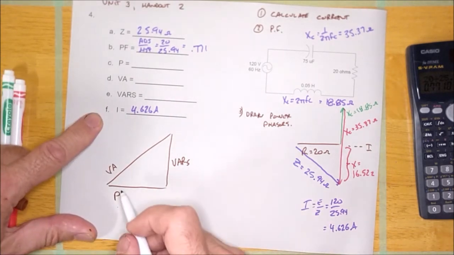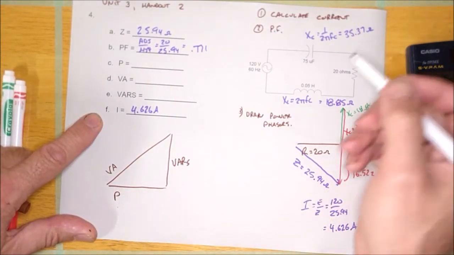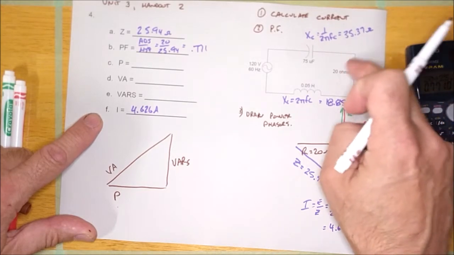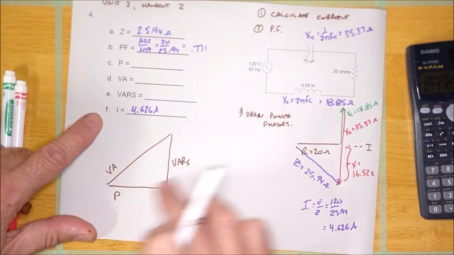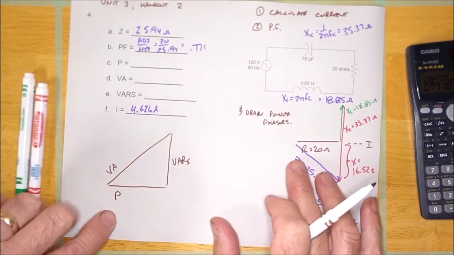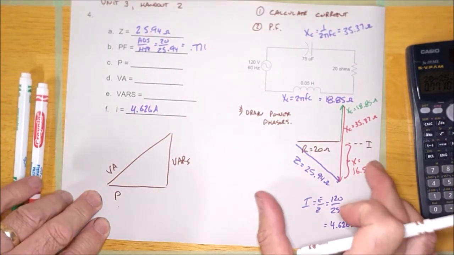Now, I can't calculate the true power. Well, I could, it's ER times IR. I'd have to figure out ER and do all the math. I don't like using those formulas. I'd rather use some trig to calculate this out. It's pretty easy. What can I solve right now?